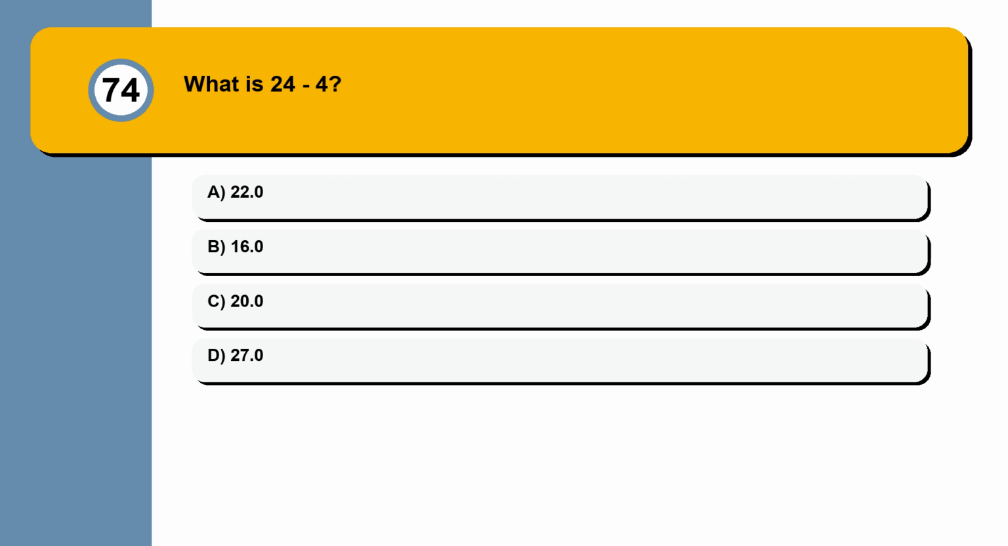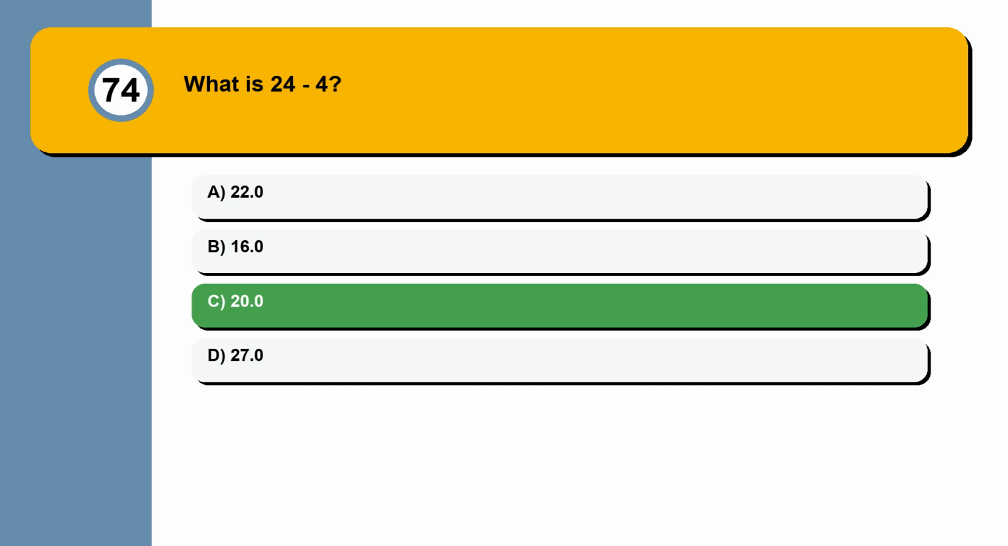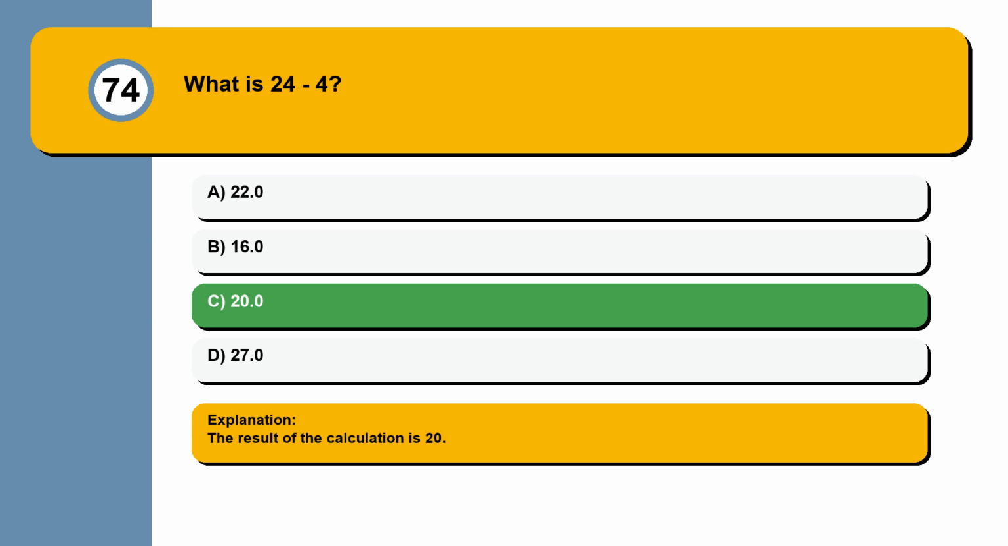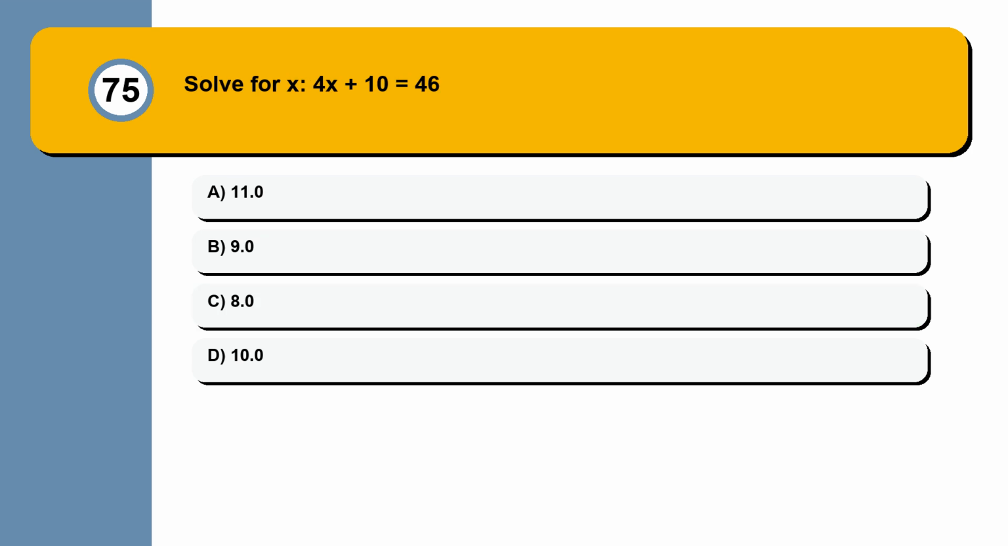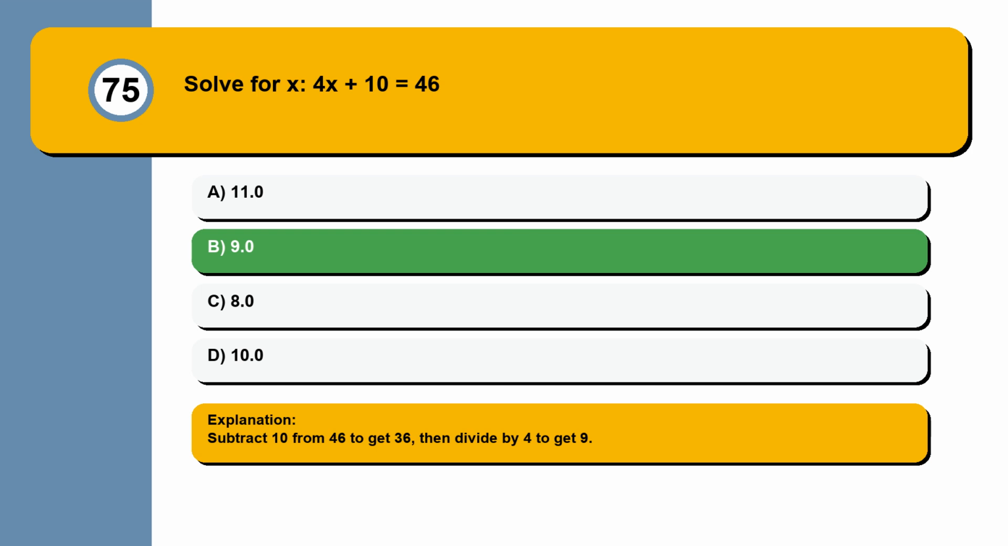Question 74. What is 24 to 4? 22.0, 16.0, 20.0, 27.0. The result of the calculation is 20. Question 75. Solve for x plus 10 equals 46. 11.0, 9.0, 8.0, 10.0. Subtract 10 from 46 to get 36, then divide by 4 to get 9.